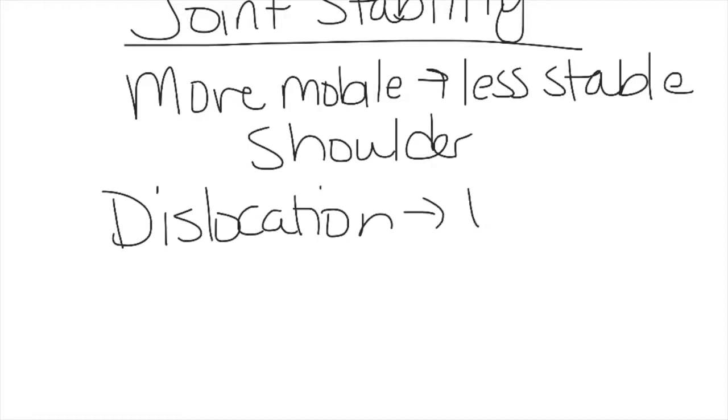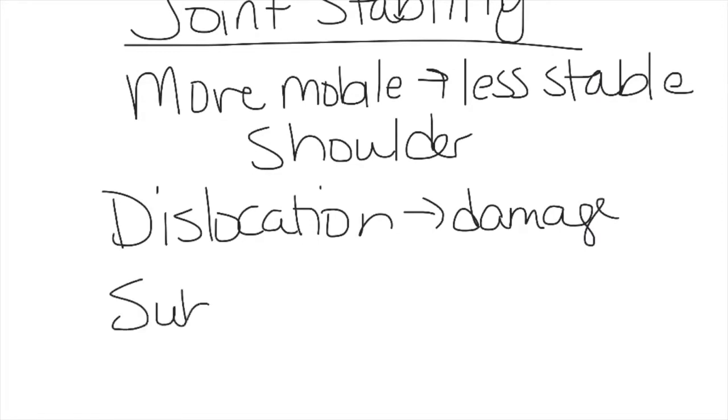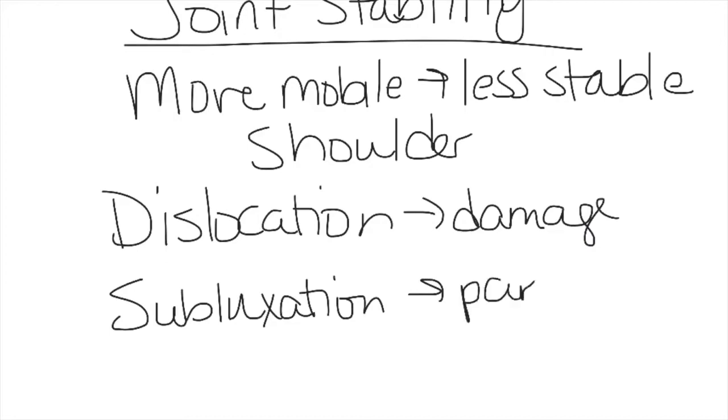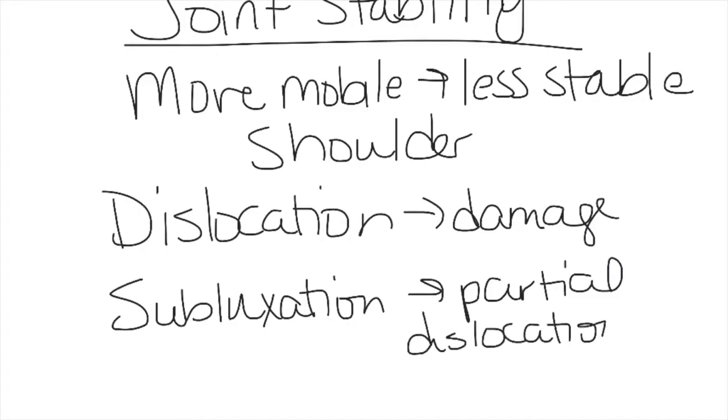Another type of instability that's not quite as bad is called a subluxation. Still not good, but it's a partial dislocation. There's usually less damage. Maybe it popped out and then popped back. People usually say, I felt it pop out, but then I popped it back in. Well, that's a subluxation. A dislocation would have to be manually put back in by a health professional, hopefully.